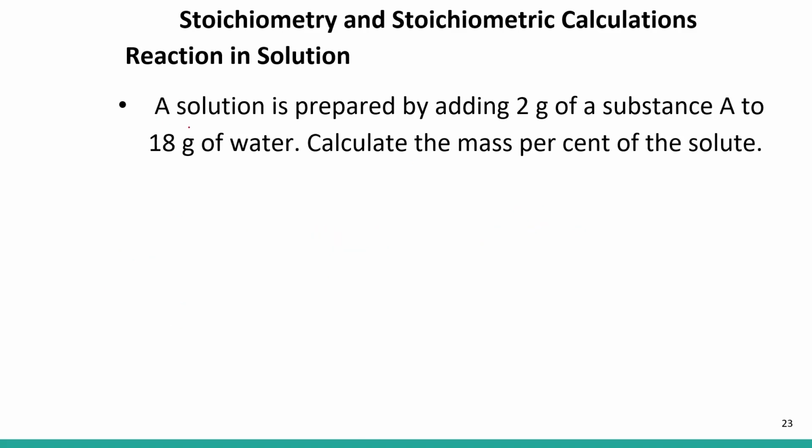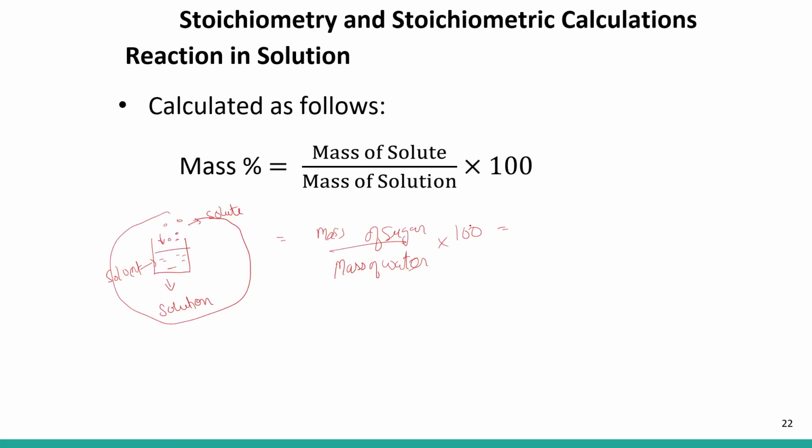Here is an example to make things more clear. I am preparing a solution. We are taking 2 grams of a substance and dissolving it into 18 grams of water. Let's call that substance A. So what is the mass percent of solute? You can say mass percent or mass percent of solute, it is the same thing. So 2 grams divided by the total mass of the solution. What is the total mass of the solution? It will be 18 plus 2, multiplied by 100.